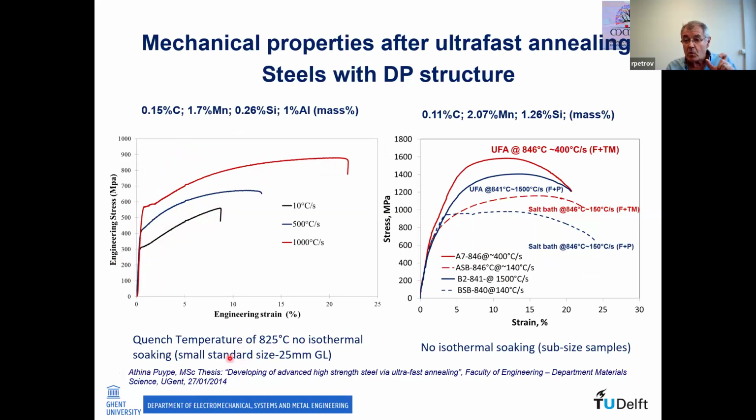And here we are at small standard size samples. There's no possible overestimation of elongations or such things. We also did this on a slightly different grade, where we have different initial microstructures: ferrite and tempered martensite, and ferrite and pearlite, with high heating rates. You see the differences here. And we did this at low heating rates, and again you see some differences, which means that the initial microstructure also has a significant influence on it.